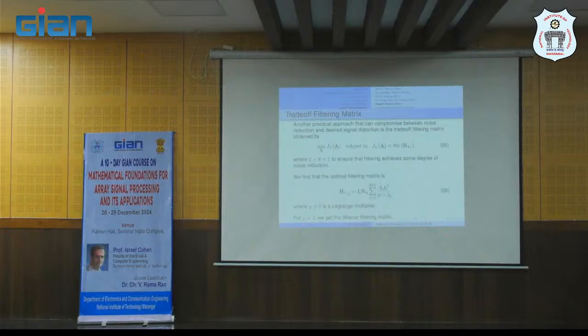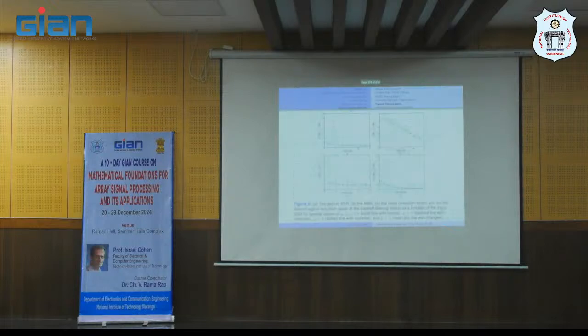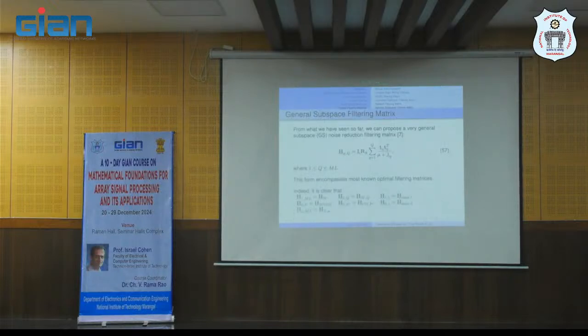So what I can do, I'll return to this example shortly, but I now can formulate a more general filtering matrix. I will call it general subspace filtering matrix. It's just a name. You can call it any name. You give it an Indian name. Okay? It's also fine. Any name is fine. Makes sense. You can invent names for new things.